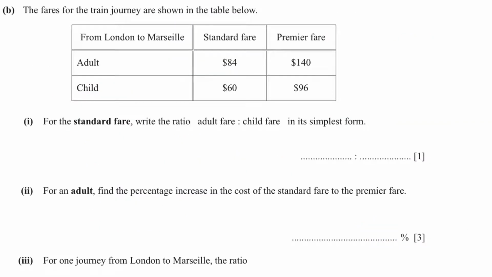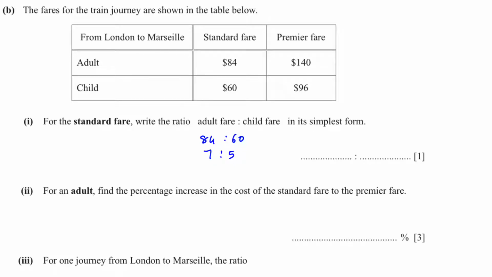Part B, the fares of the train journey are shown in the table below. So we have the adult fare and the child fare. For the standard fare, write the ratio of adult fare and child fare. So this is the standard fare, and we will be writing it as 84 to 60. Just put it in the calculator. Divide 84 by 60 and you will get 7 over 5. So the ratio is 7:5.